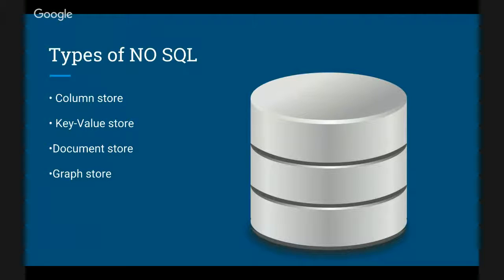Types of NoSQL are column store, key value store, document store, and graph store. All of these are really just ways the data is configured in the database itself, or organized, rather. Organized would be a better word for that.